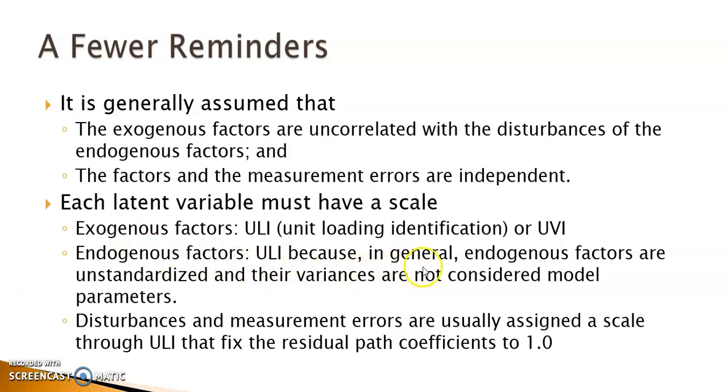Finally, we need to remember that the variances of endogenous factors are not considered as model parameters. In the analysis, we estimate the variance of the disturbance for each endogenous variable. Also, the structural model provides the estimated R-square value for each endogenous variable. The R-square value is the portion of the explained variance. The variance of the disturbance is the unexplained variance. The two together will provide the total variance of the endogenous factor.